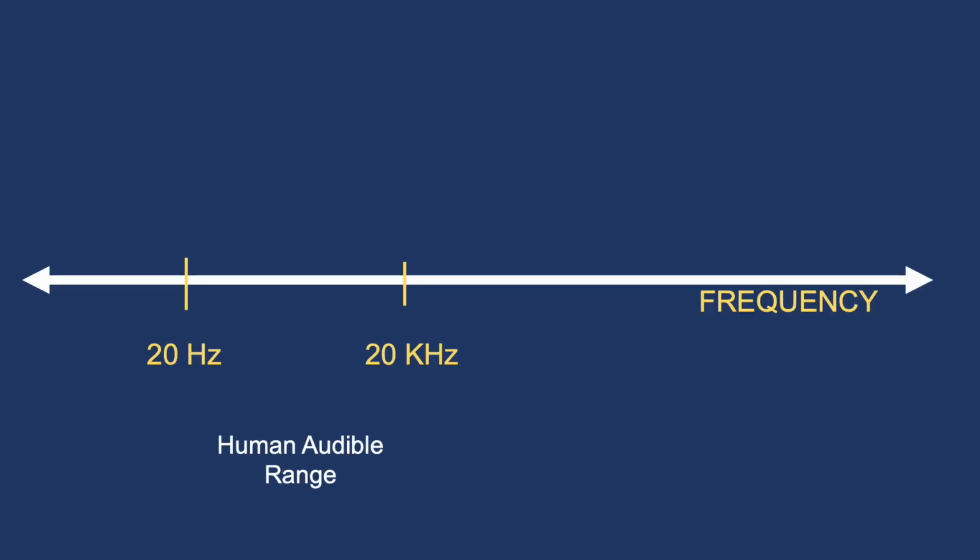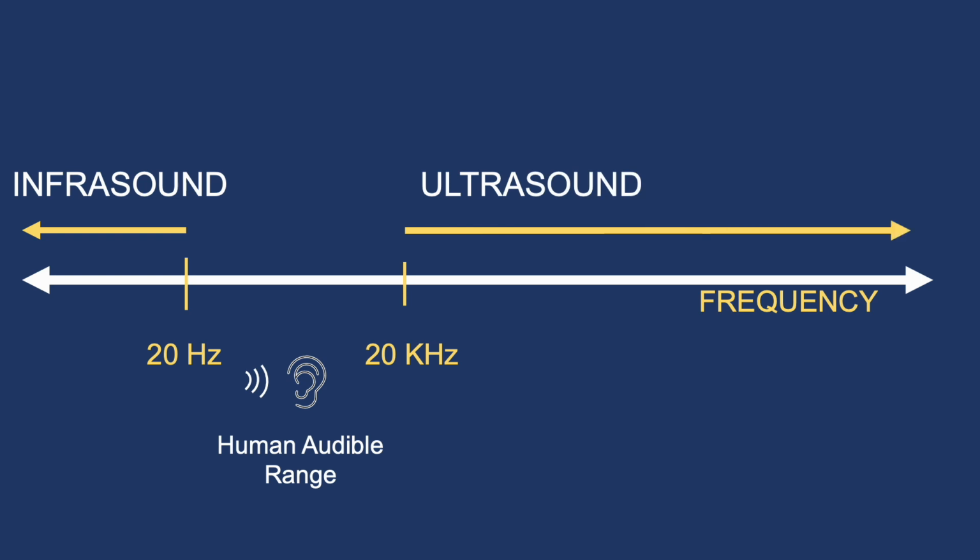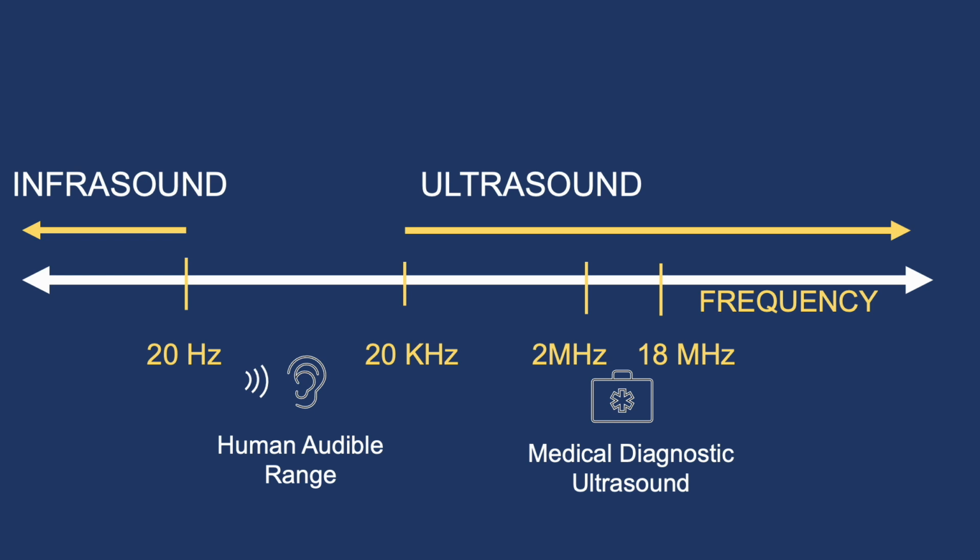You may ask, what is ultrasound? Humans are able to hear frequencies between 20 Hz and 20 kHz. Any frequency less than 20 Hz is considered infrasound, and any frequency over 20 kHz is called ultrasound. Medical ultrasound is at frequencies between 2 and 18 MHz.